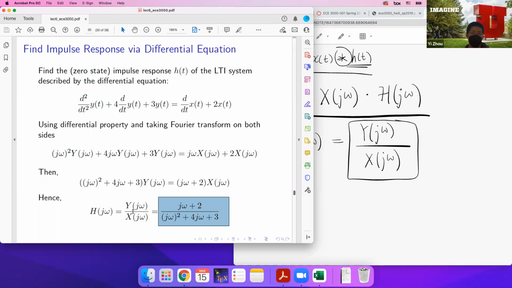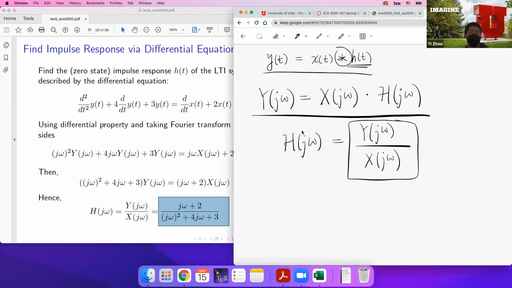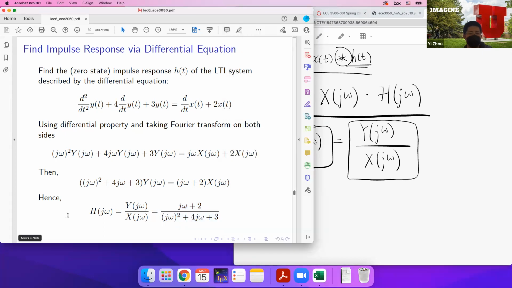And this Y over X, as we discussed here, is exactly the spectrum of the impulse response. So in the end, starting from the time domain system equation, the differential equation, we do a Fourier transform followed by very simple algebra. We derive that the spectrum of the system impulse response is given by such a complex number.